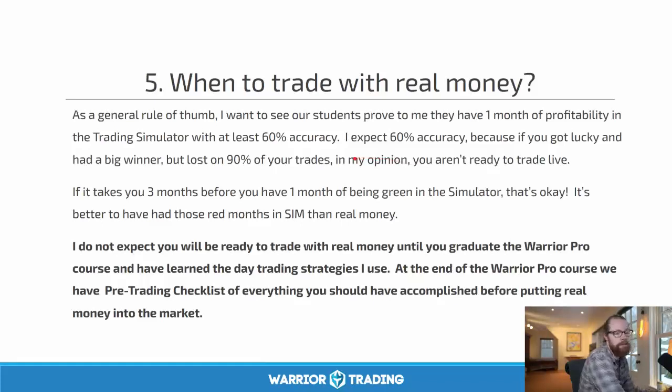So a question that many of you are probably asking yourselves is, when can I start trading with real money? As a general rule of thumb, I want to see our students prove to me, and really to yourself, that you have 1 month of profitability in the simulator. You've got to have one green month, and it can't be just with one lucky trade. It's got to be based on some consistent accuracy. 60% would be nice. I say 60% because we'd like to see out of 100 trades or whatever that you've had enough trades that you can put some weight into your metrics.